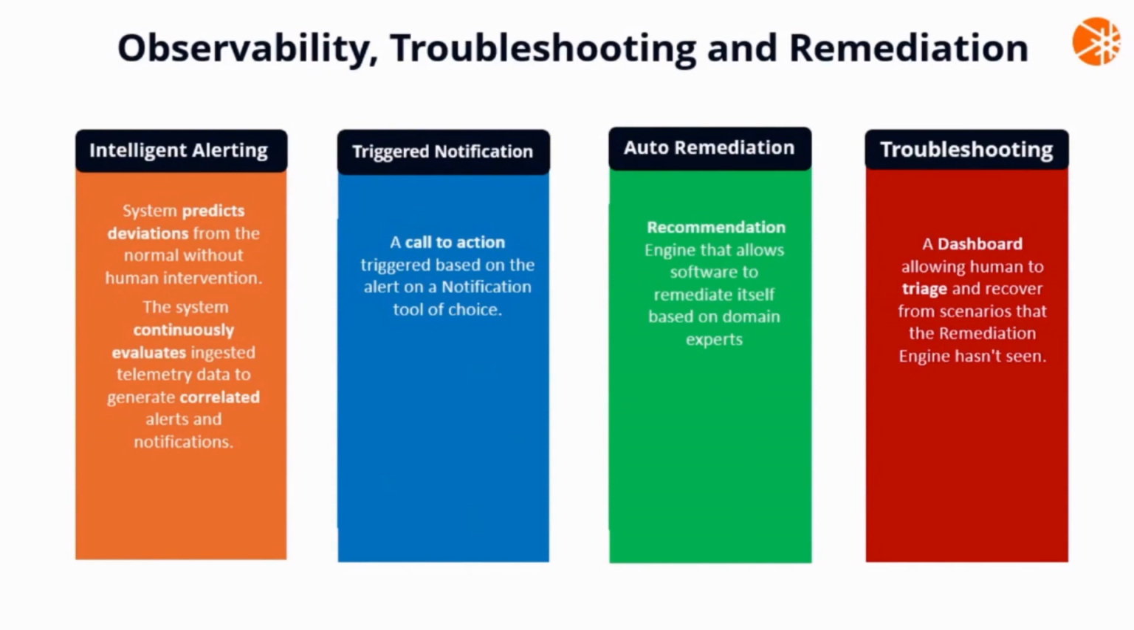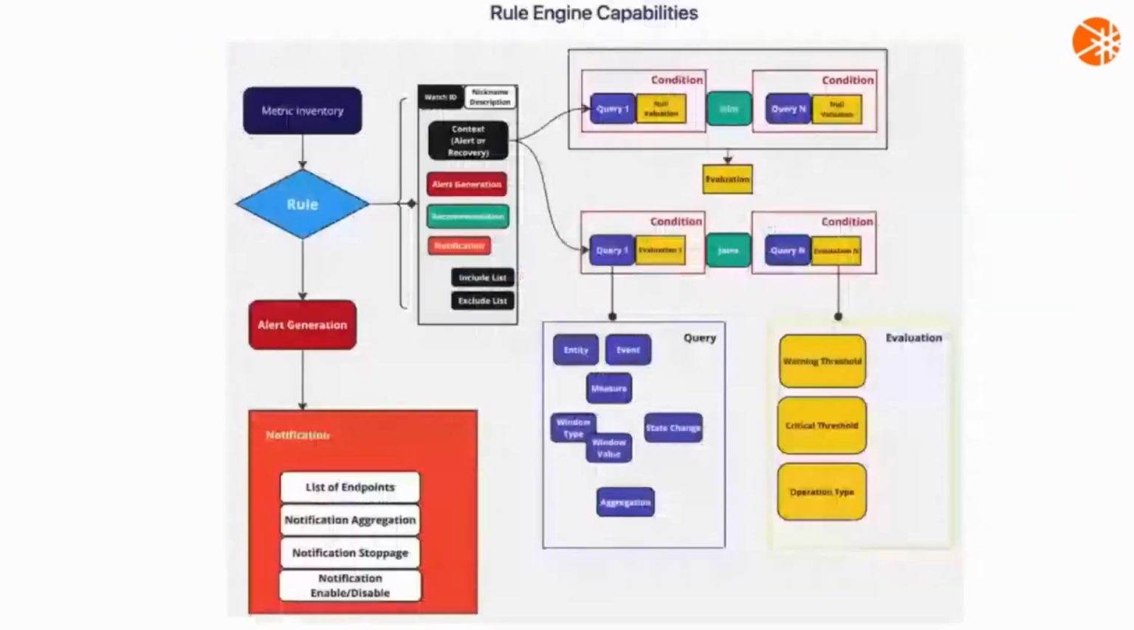Something the system can't handle on its own needs human intervention. We take you to a troubleshooting dashboard where you can triage the issue and then apply human intervention to fix it. Okay, so real quick, it's a great schematic here.